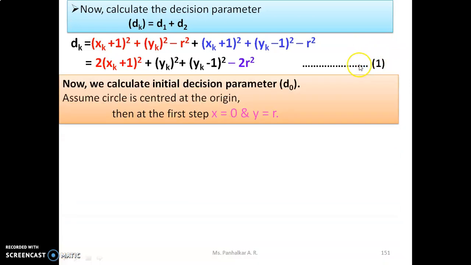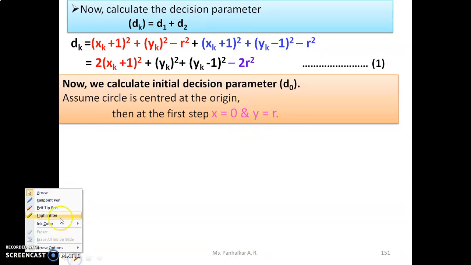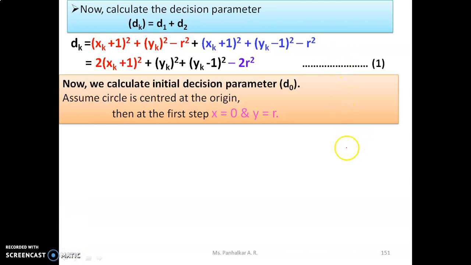Now let us calculate the initial decision parameter that is required when we are plotting the first pixel. When we are plotting any first pixel, its coordinates are always 0 comma r. Now why are the 0 comma r coordinates there? For example, suppose this is a circle. We want to draw this circle. Here we know the center point and we know the radius r. So what pixels do we know? At least one pixel we must know.